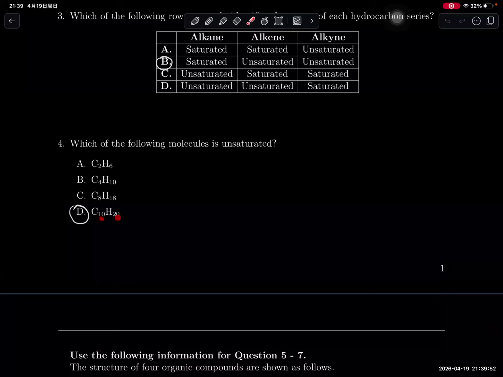Question 4 asks which of the following molecules is unsaturated. So C10H20 corresponds to the general equation for an alkene. So this will be unsaturated.